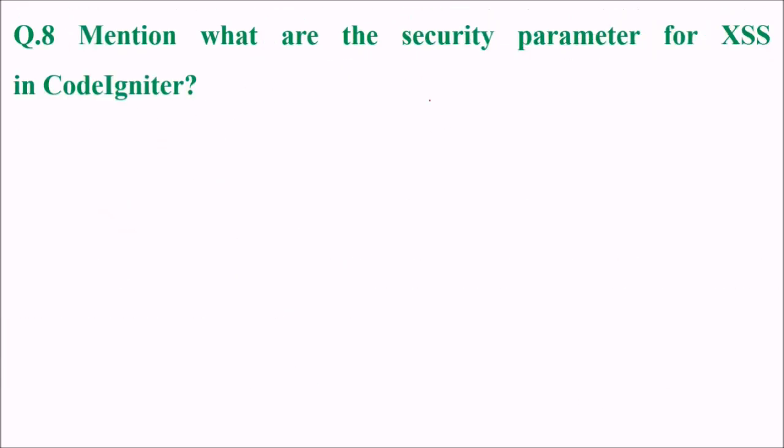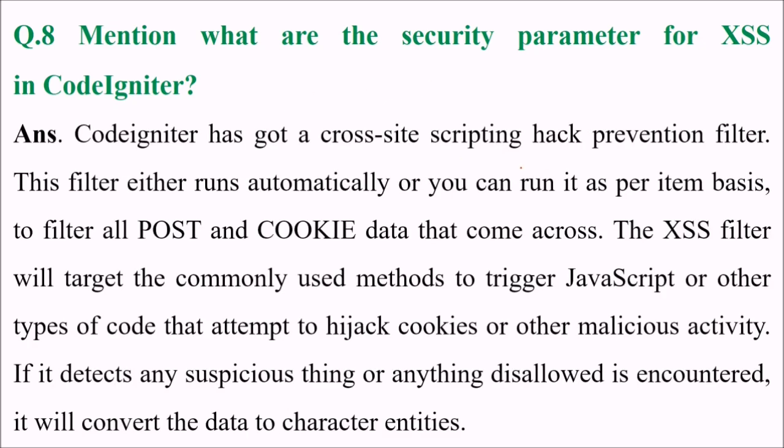Mention what are the security parameters for XSS in CodeIgniter. XSS is cross-site scripting. CodeIgniter has an XSS hack prevention filter. This may run automatically, or you may run it on a per-item basis. You need to filter the post and cookie data automatically, so they are filtered as they come across.